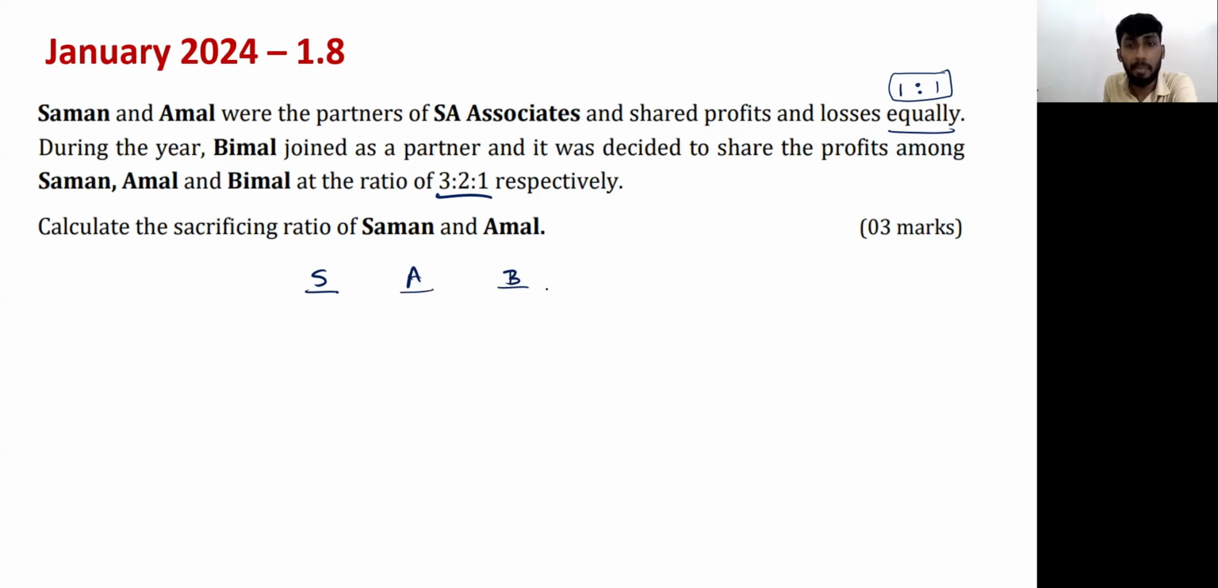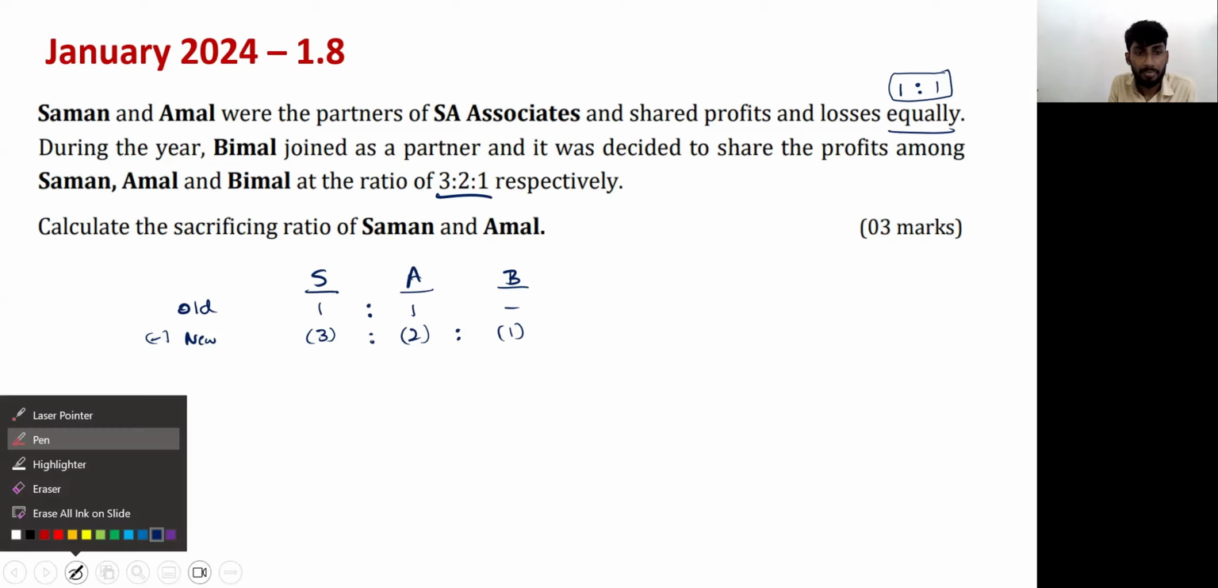Saman, Amal, and Bimal. First of all, we need to take the old one because it is the higher. So, the old profit sharing ratio is 1 to 1. Nothing for Bimal because he is the newcomer. Then we need to deduct the new one from the old one. So here we deduct 3, 2, and 1. This works if the denominators are the same.